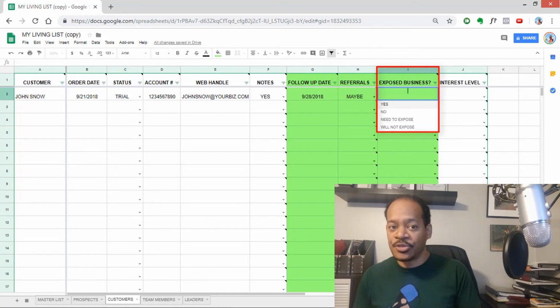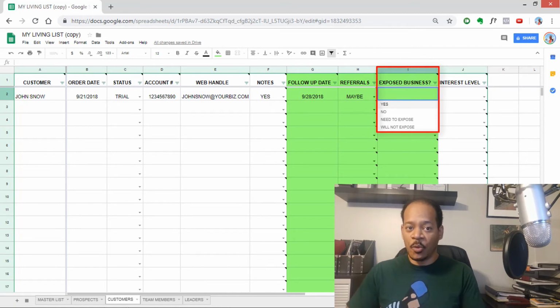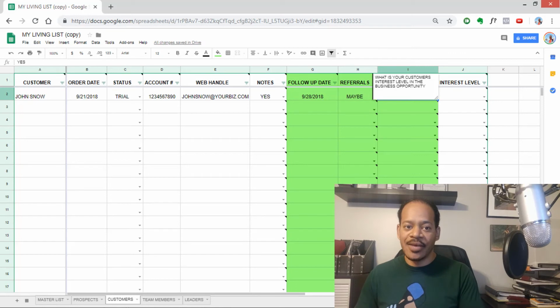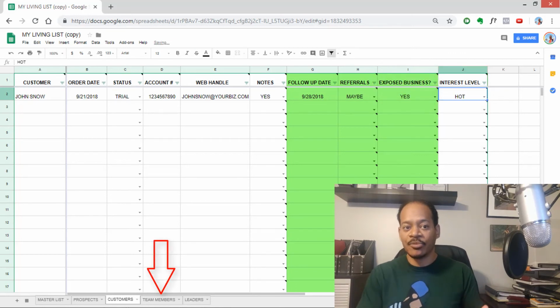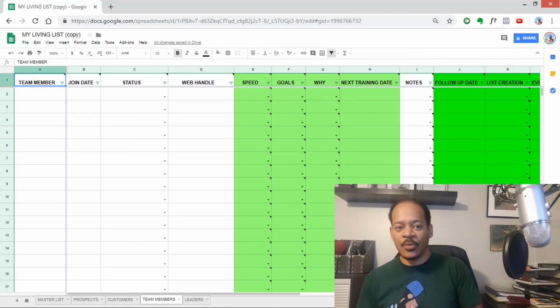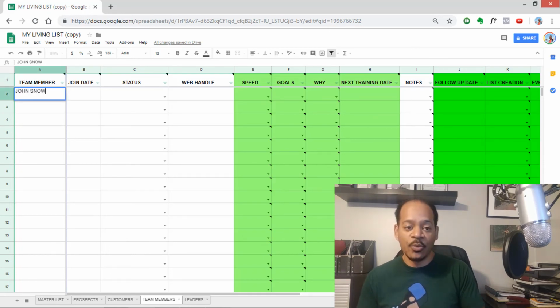And we can see here our options are, yes, we've exposed them, no, we haven't exposed them, we need to expose them, and there's even an option not to expose them. And for Jon Snow, since we've exposed him, we'll go ahead and say yes. Next, we want to track his interest level in the business, and John's a hot prospect. And now we can move on to the team members list. And the first thing we need to do is add John and his join date, which is today.